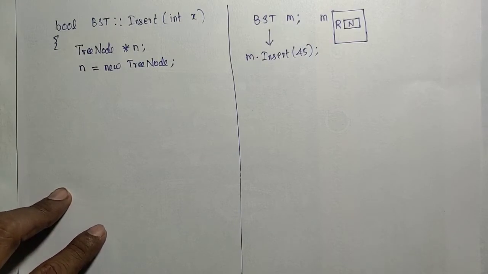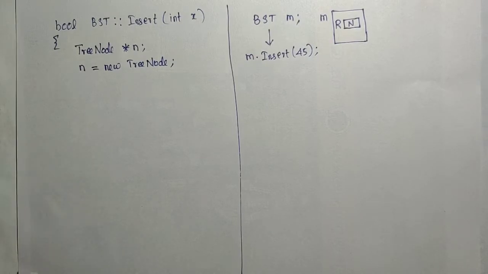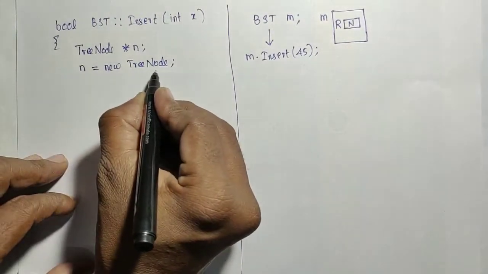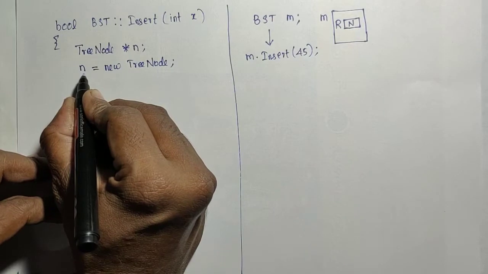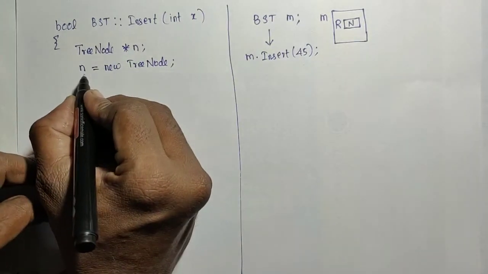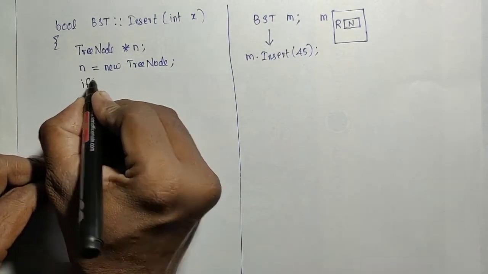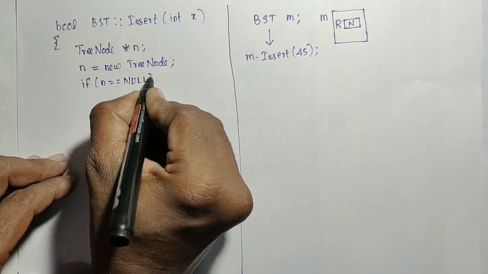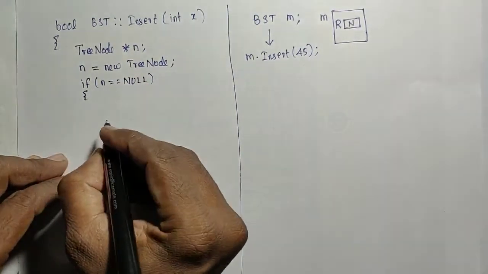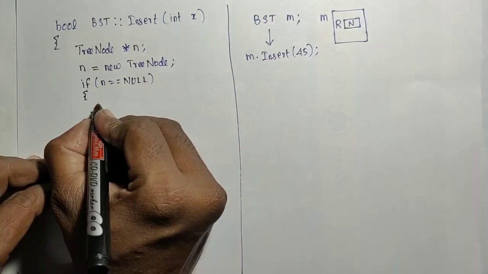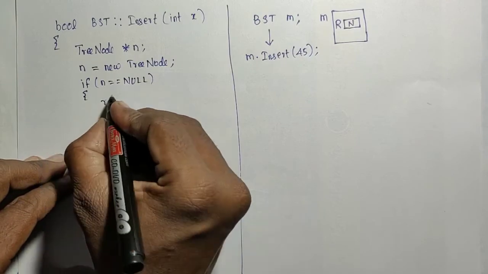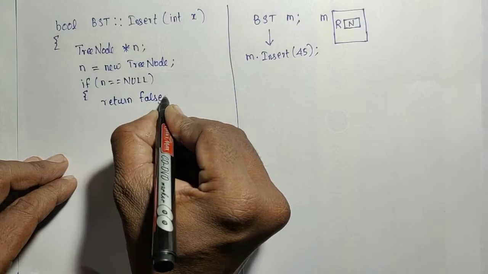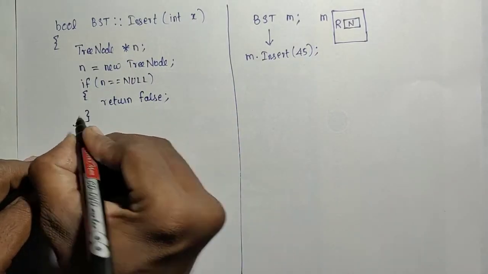In such a case, we need to ensure that the tree node is created successfully or not. How can we check? If that operation is a success, n will hold some address. Otherwise n will have null. So I need to check if n equal to null, the tree node is not created successfully. It means that memory is insufficient. I need to return that the operation failed. So return false.